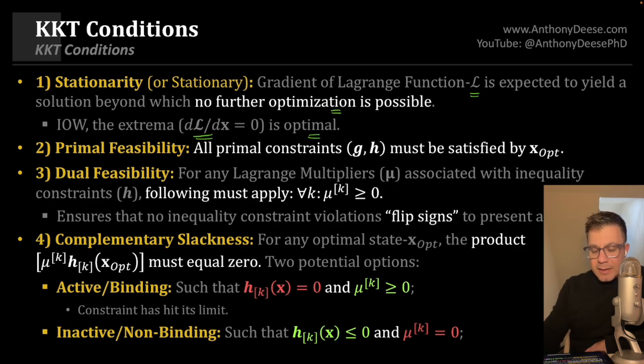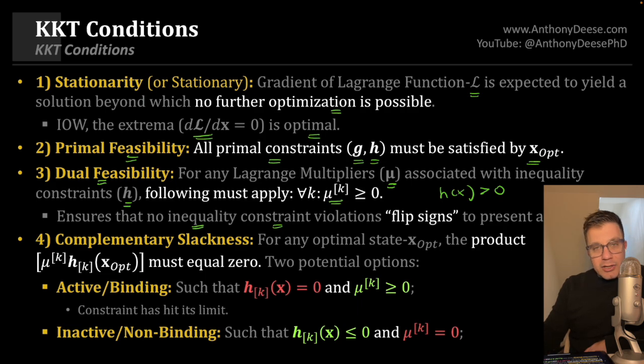Primal feasibility simply says that all of the primal constraints, essentially g and h, must be satisfied by our optimal solution or optimal state. Dual feasibility says that for any Lagrange multipliers mu that are associated with inequality constraints, h, the following must apply. Essentially, the mu's must all be greater than or equal to 0, and this ensures that no inequality constraint violations, meaning when h of x is greater than 0, right?